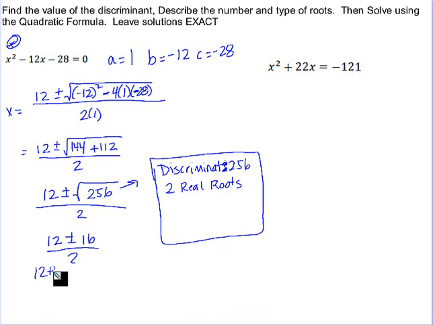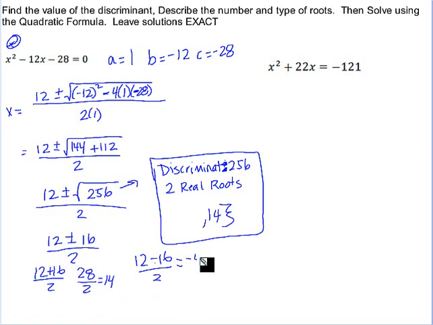So this tells us we have 12 plus 16, and we're going to divide that by 2. And we have 12 minus 16, and we'll divide that by 2. 12 plus 16 is 28. 28 divided by 2 is 14. So 14 is one of our solutions.